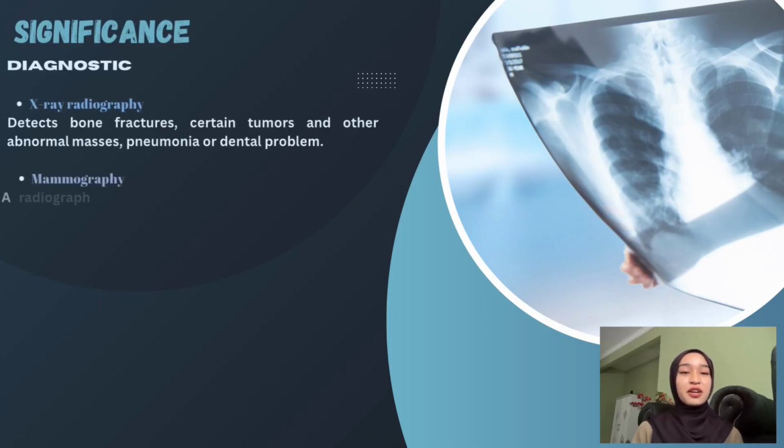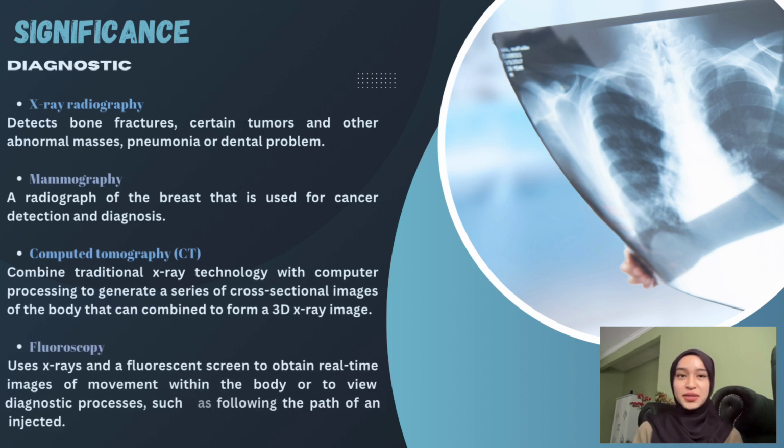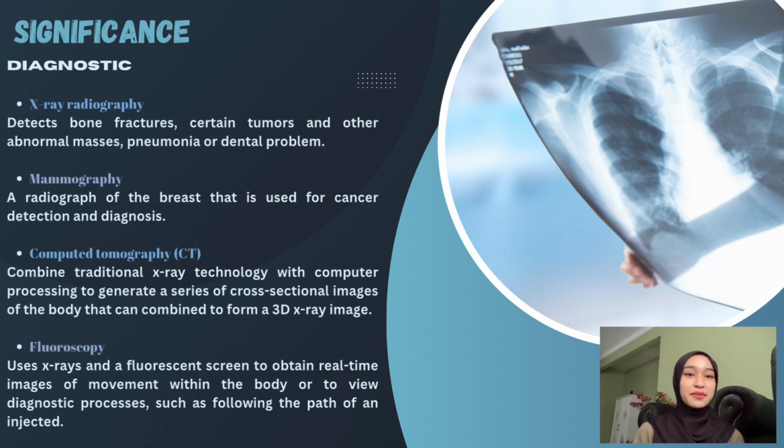The significance of the X-ray machine, of course, is for diagnosis. First, X-ray radiography detects bone fractures, certain tumors and other abnormal masses, pneumonia, some types of injuries, clavicle problems, foreign objects, or dental problems. Second, mammography, a radiograph of the breast that is used for cancer detection and diagnosis. Tumors tend to appear as regular or irregular shaped masses that are somewhat brighter than the background of the radiograph.